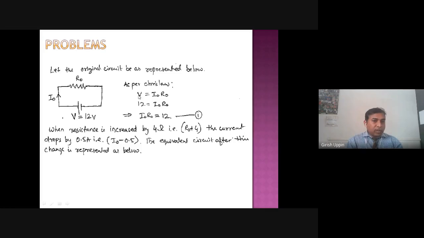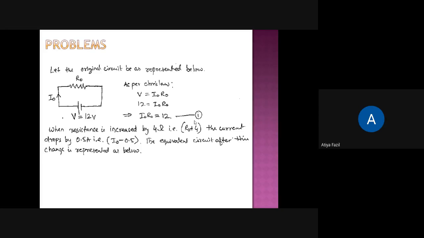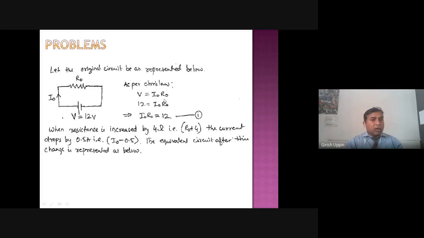See, for this we have already applied Ohm's law. V is equal to I naught R naught. Therefore, 12 is equal to I naught R naught. This is the first condition. If there are two unknowns, how many equations will you need? Two, sir. Two equations, right? So this is the one equation you got. And what is the new scenario they have given? The second scenario, R naught plus 4 and I naught minus 0.5, connected to 12 volt. Can you do it now?